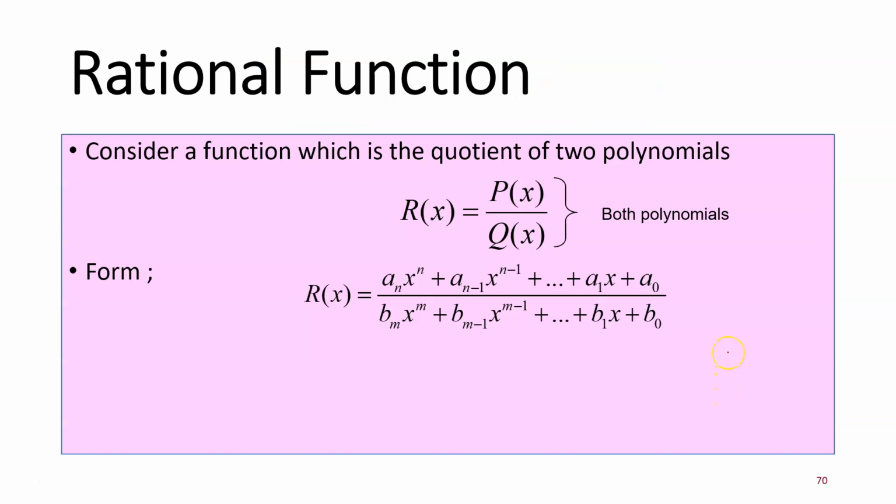And we also have rational function. Rational, what does rational mean? Meaning you have fraction actually. Rational means you have a numerator and also a denominator. So this is how you call it a rational function. You consider a function which is the quotient of two polynomials. Quotient means the result of dividing two polynomials. So on top is a polynomial, at the bottom is also a polynomial. That one we call as rational function.